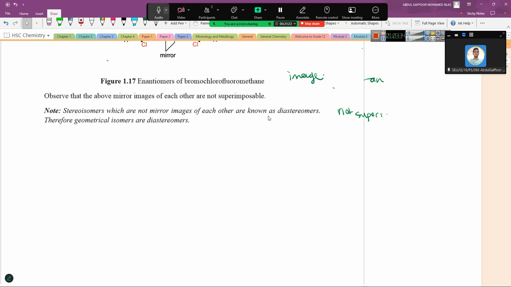So let's say, now for example, if I can explain. Now can you check if this is a diastereomer or not, right? Carbon, CH3, Cl, Br. Is this a diastereomer structure?